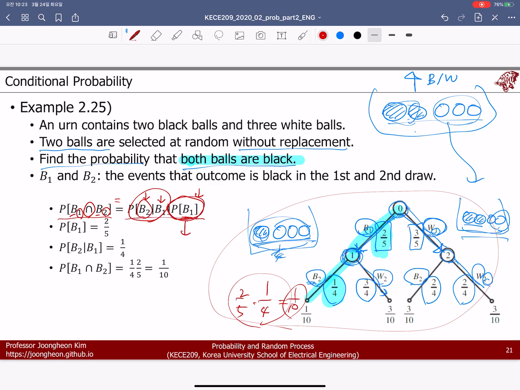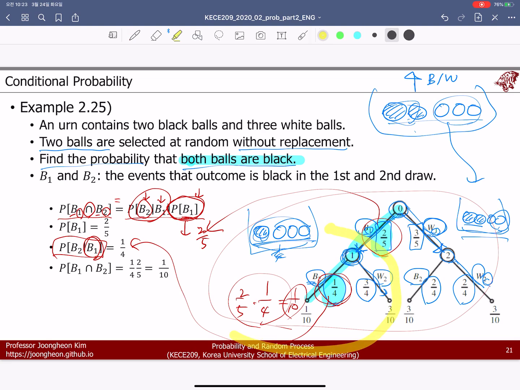So this probability is 2 over 5, as you can see here. Because B1 is given, we only have to look at this case. This is 1 over 4, this is 3 over 4, so we only have 1 over 4. By having this one, we do the multiplication with this one and this one, and that's why we have this result.